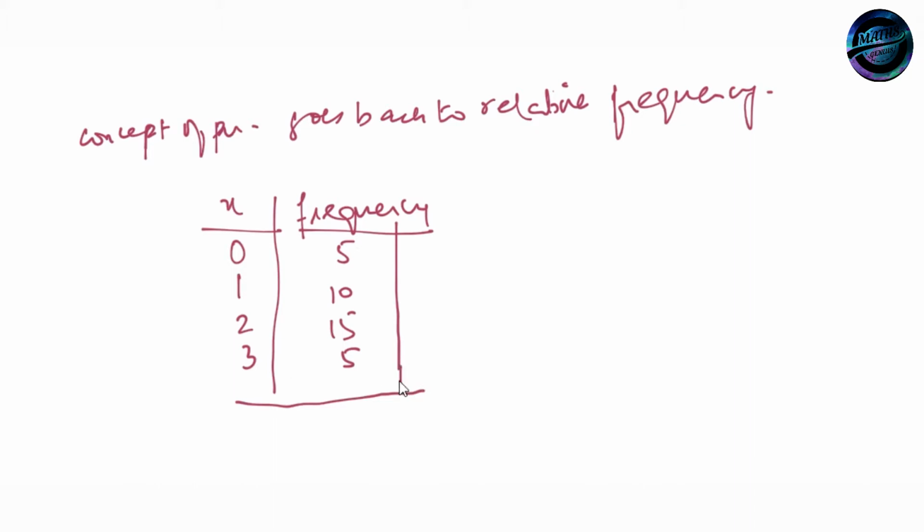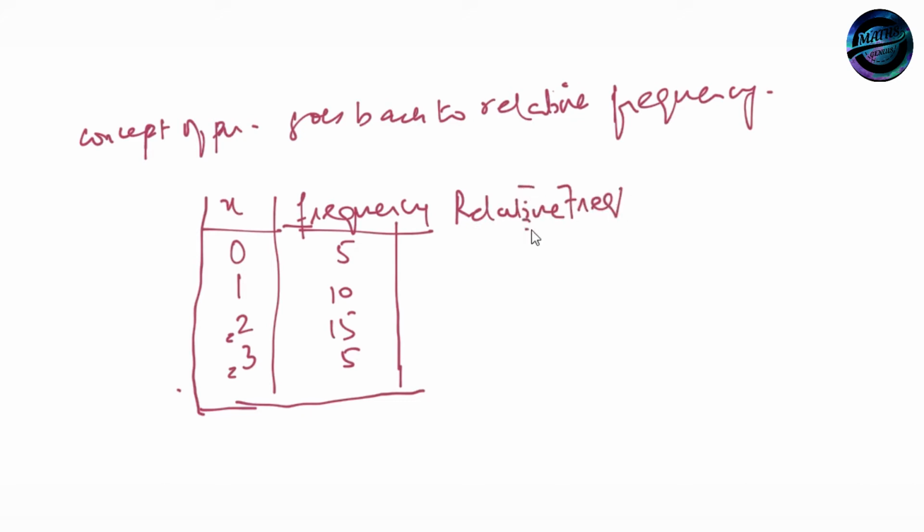Okay. So for example, I am saying that x denotes the number of outcomes that can be possible, right? It can be 0, 1, 2, 3. And the frequency is how frequently that outcome can occur. So it means that outcome 0 can come 5 times, the next outcome can come 10 times. Similarly, the outcome number 2 can come 15 times, and the outcome number 3 can come 5 times. Okay. So what we are going to do is find the relative frequency.